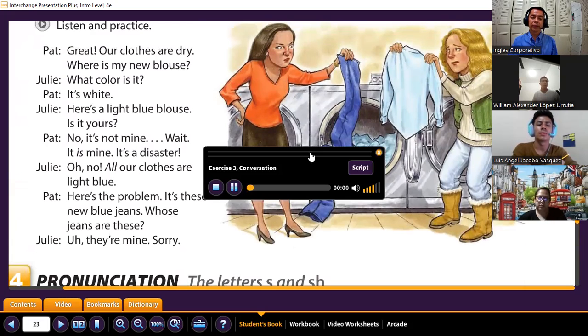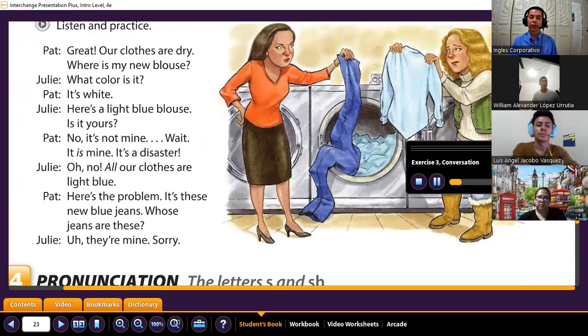Listen and practice, please. Page 23, exercise 3, conversation. It's a disaster. Listen and practice. Great, our clothes are dry. Where is my new blouse? What color is it? It's white. Here's a light blue blouse. Is it yours? No, it's not mine. Wait, it is mine. It's a disaster. Oh no, all our clothes are light blue. Here's the problem. It's these new blue jeans. Whose jeans are these? They're mine. Sorry.